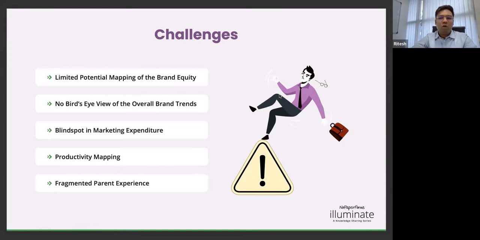Right. In fact, I am going to pick up the points from here: productivity mapping and fragmented parent experience. So productivity mapping is very, very important for all the stakeholders, because now whatever exercise you have done and you have gathered some of the data points, and you have done certain marketing activity, and there is an implication towards incoming call and towards your walk-in. Now you don't have a proper product mapping.